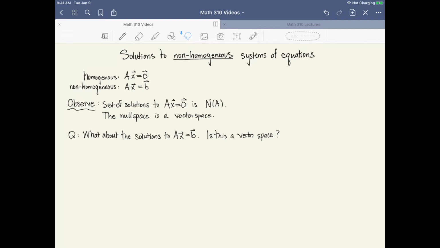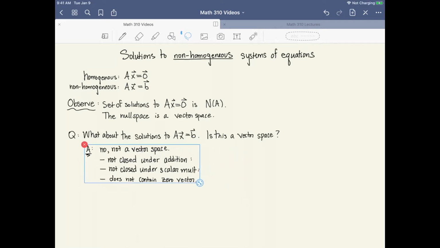If the solutions to Ax equals 0 form a vector space, what about the solutions to some generic system of equations, Ax equals b? Is this a vector subspace? And well, the answer to that is no, it's not. It's not closed under addition, scalar multiplication, and it doesn't contain the 0 vector. And let's see why that's the case.